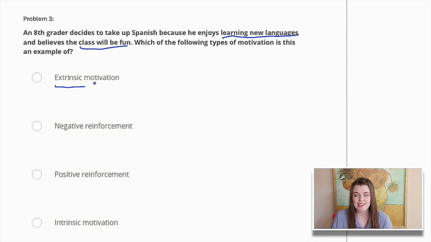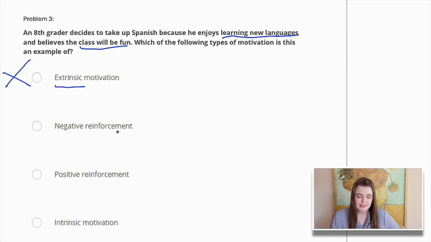Now, extrinsic means that it's coming from the outside. There are outside motivations that are encouraging him to do this, like maybe he'll get money or maybe he'll get food. So we're not really seeing any examples of him getting anything out of it from the outside. So that's definitely not our answer choice.